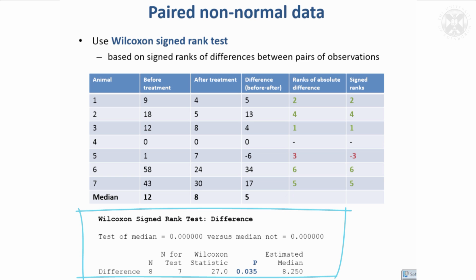And this is the output that would have been obtained from Minitab. And you'll get used to homing in on the thing you want to know, which is what's the p-value? Have I got statistical significance? And here we have got statistical significance. The p-value is less than 0.05. So we've been able to show these values before treatment are different to the values after treatment using this Wilcoxon signed rank test.